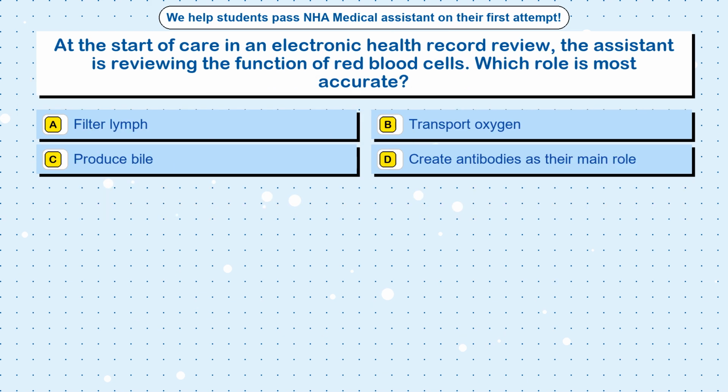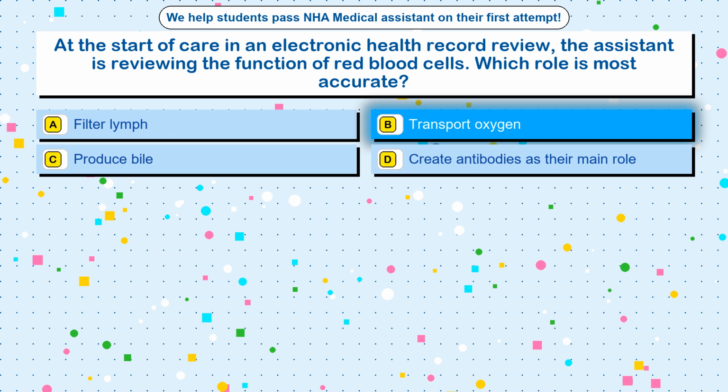Question 23. At the start of care in an electronic health record review, the assistant is reviewing the function of red blood cells. Which role is most accurate? Option A. Filter lymph. Option B. Transport oxygen. Option C. Produce bile. Option D. Create antibodies as their main role. The correct answer is option B.